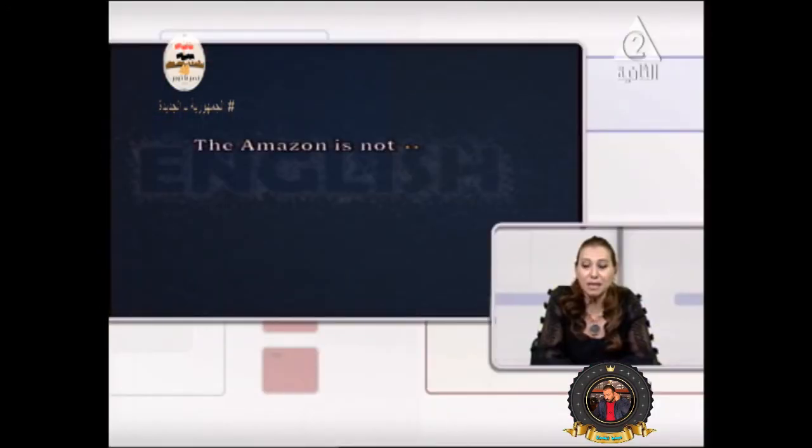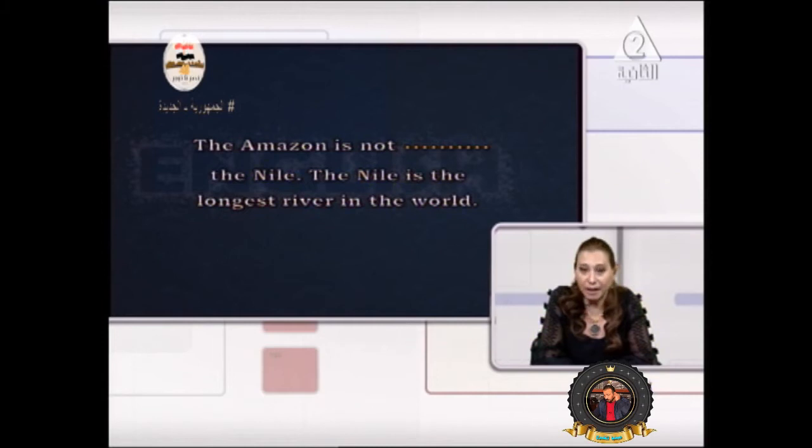We are going to work on choose the correct answers, and let's start with the first sentence. The Amazon is not ___ the Nile. The Nile is the longest river in the world. احنا قلنا بنكمل شغلنا على comparatives وهنستعمل adjectives, and let's see the choices. Now the Amazon is not longer زي ما اتفقنا قبل كده.